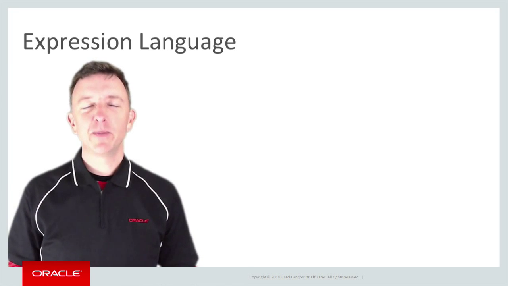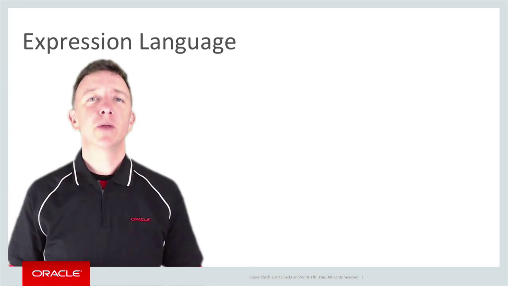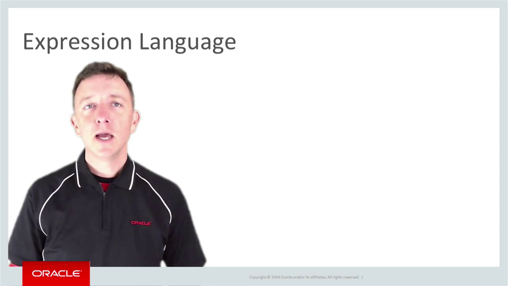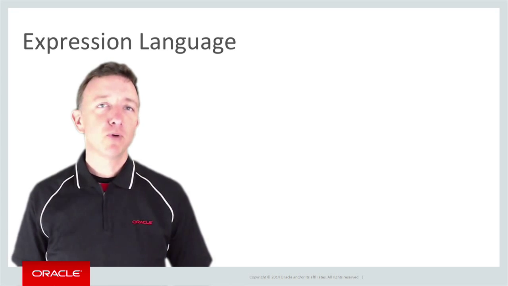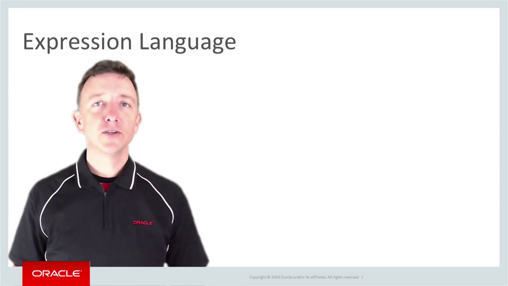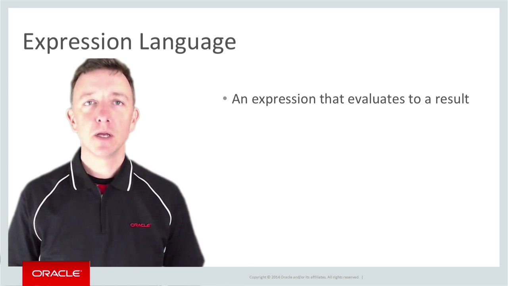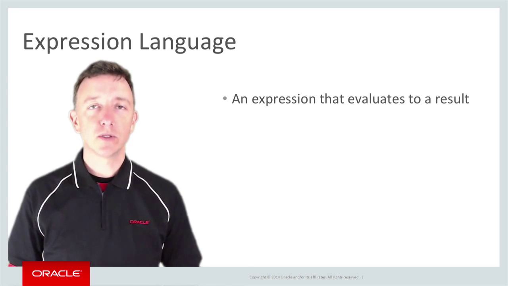Now, admittedly, this is a bit of a contrived example, but bear with me, we're building up to something here. As the name suggests, expression language, or EL, allows you to write expressions to evaluate, and those evaluations equate to a result.